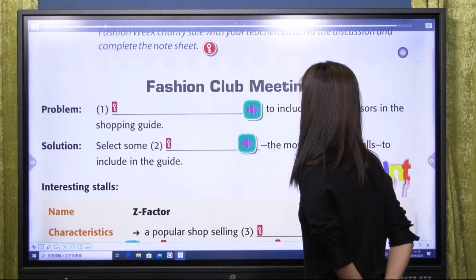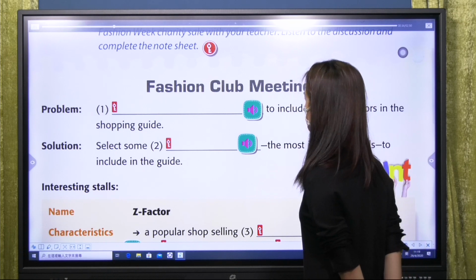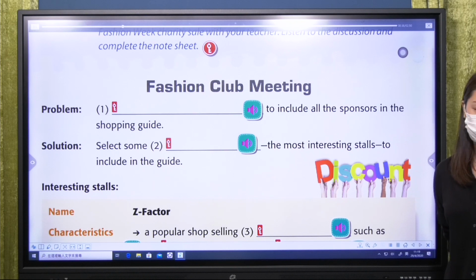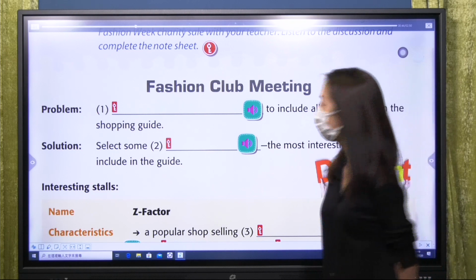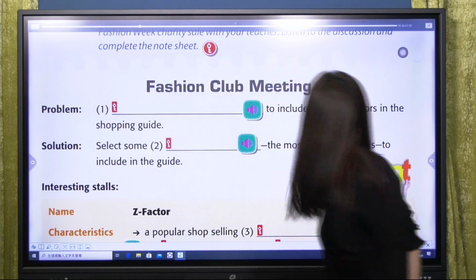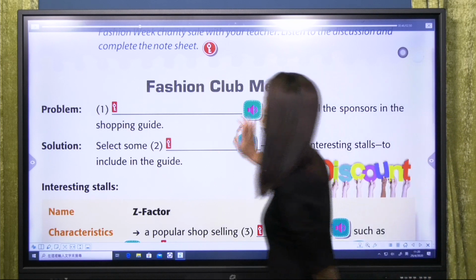Highlights means the most interesting part of something. It's spelled HIGHLIGHTS. Let's go over the list of sponsors. Okay. Number 1, what to include?